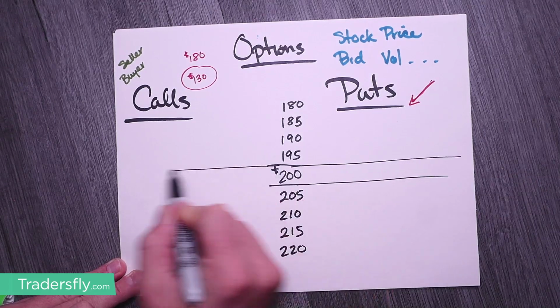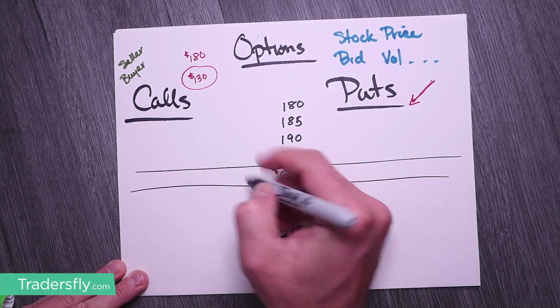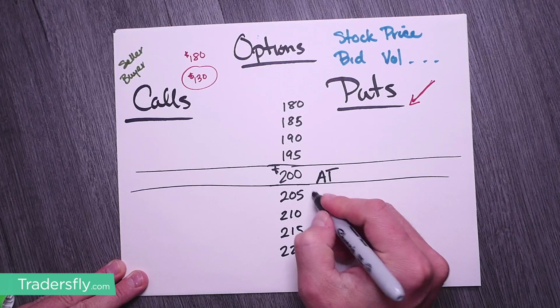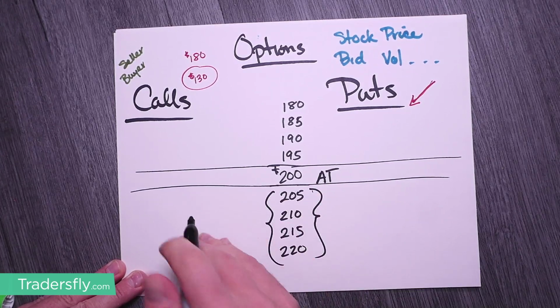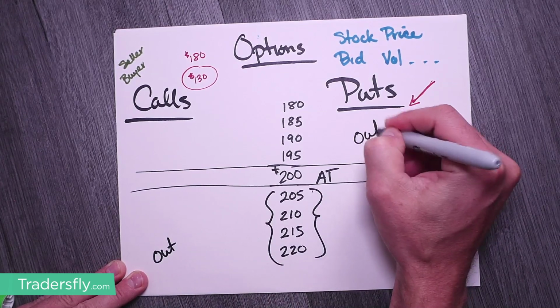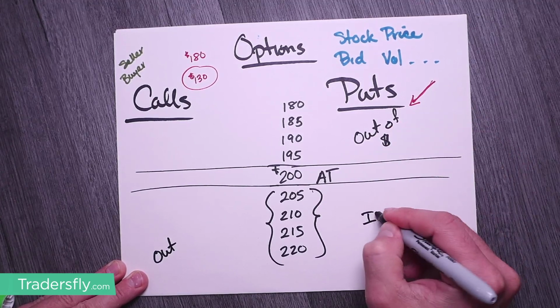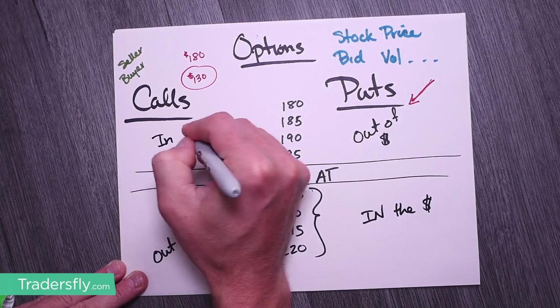Let's say the current price is 200. You have in the money, out of the money, and at the money. So at the money, this would be at the money on the put side. This right here, okay, this is out of the money, and on our put side, this is out of the money. On the put side, this is in the money. And on the call side, this is in the money.